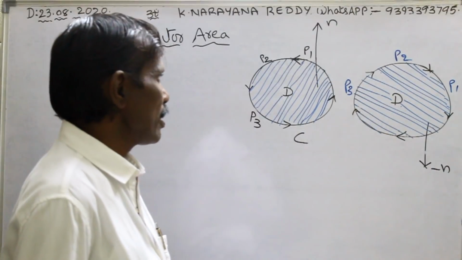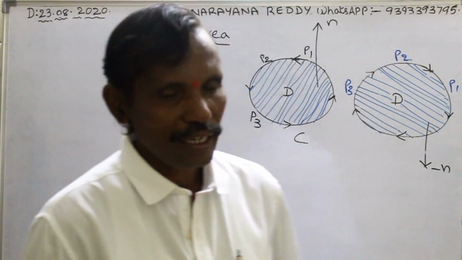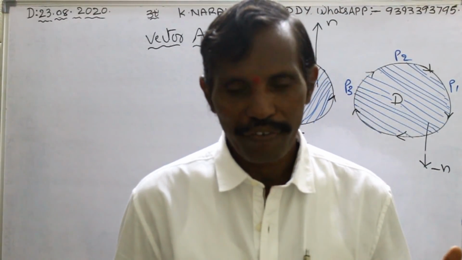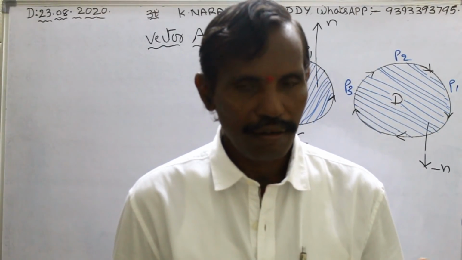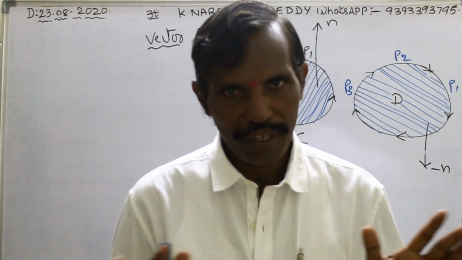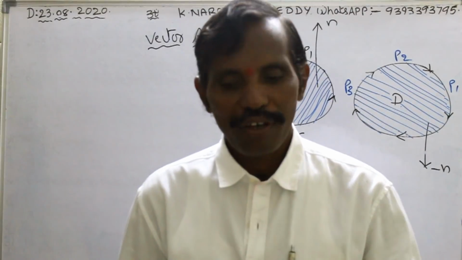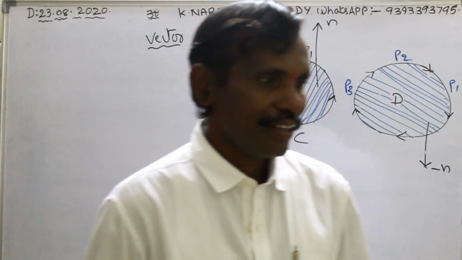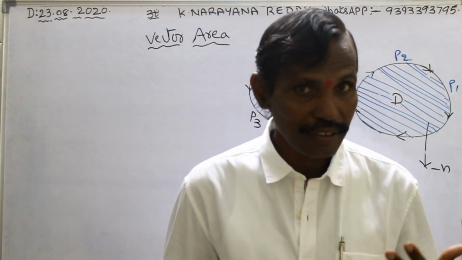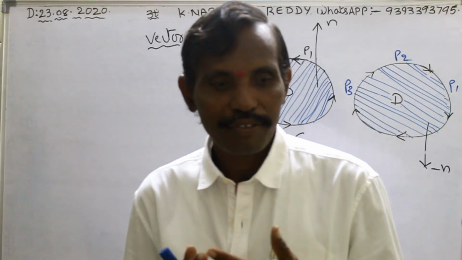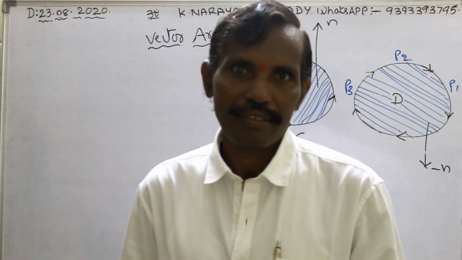In this class I am explaining about vector area. Generally, area is calculated in different ways for different polygons or other geometrical figures. But here we are discussing the area of a vector. What is the area of a vector? What is the difference between general area and area of a vector? Same thing, but here you can mention the direction.